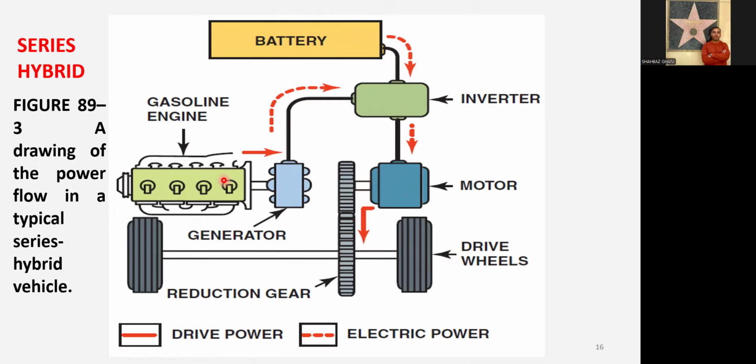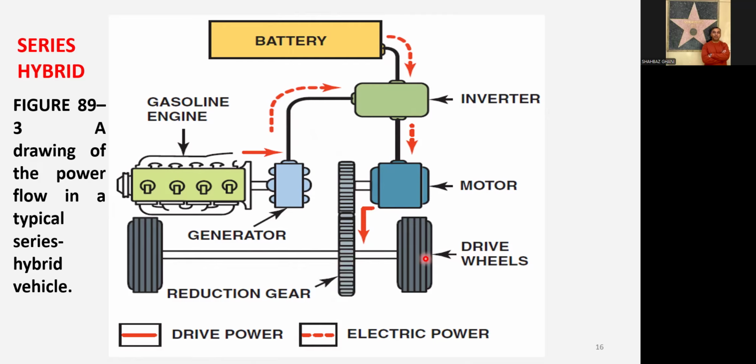So it is like this. Basically, the electrical energy going from the generator comes to the inverter, and that inverter drives the motor, and the motor then drives the reduction gear, and that reduction gear drives the driving wheels.